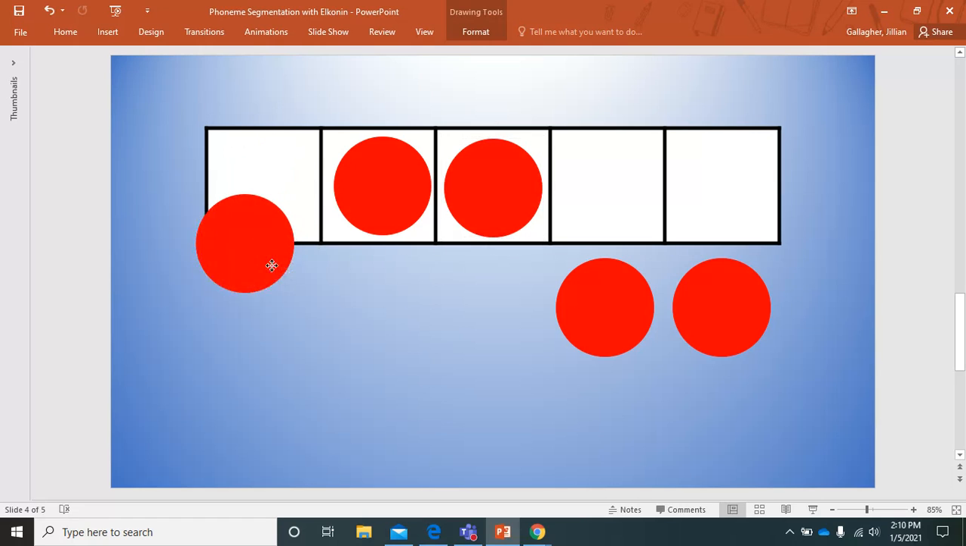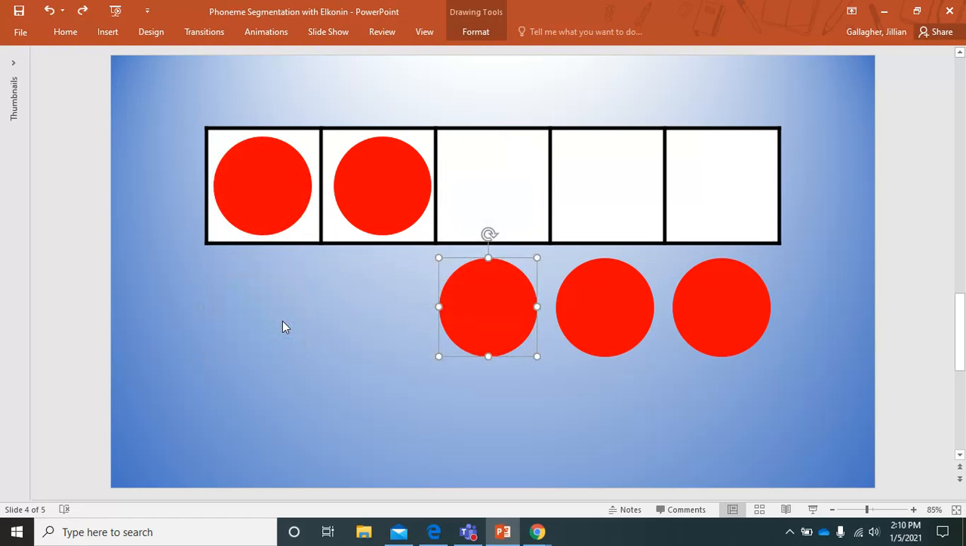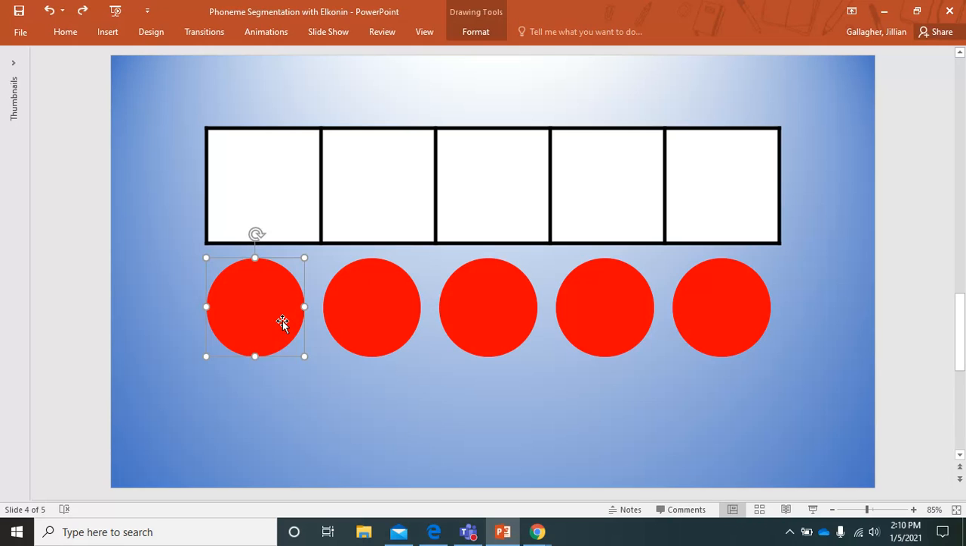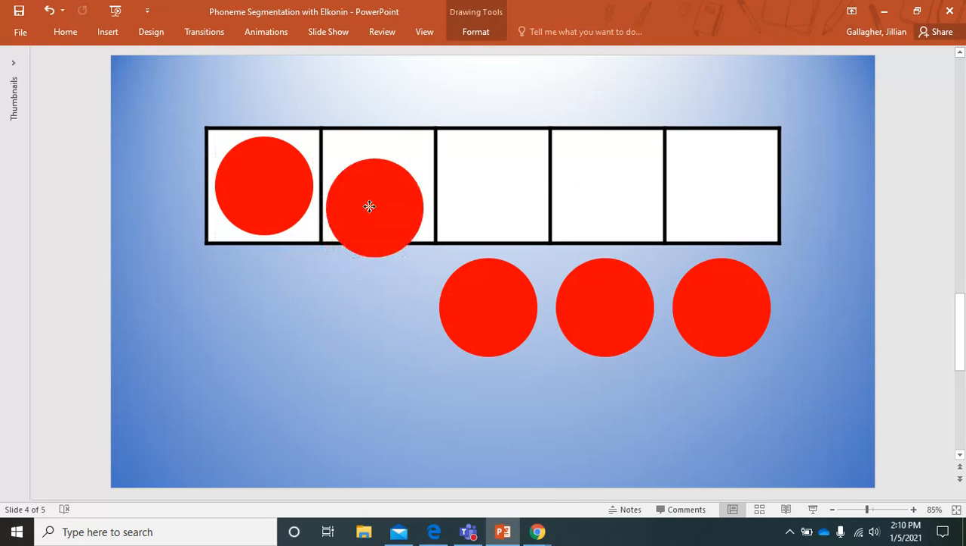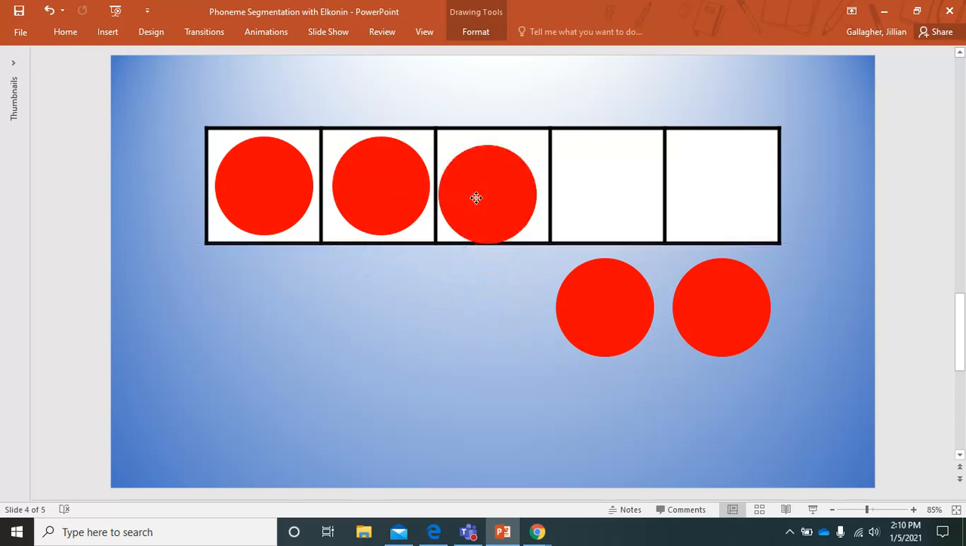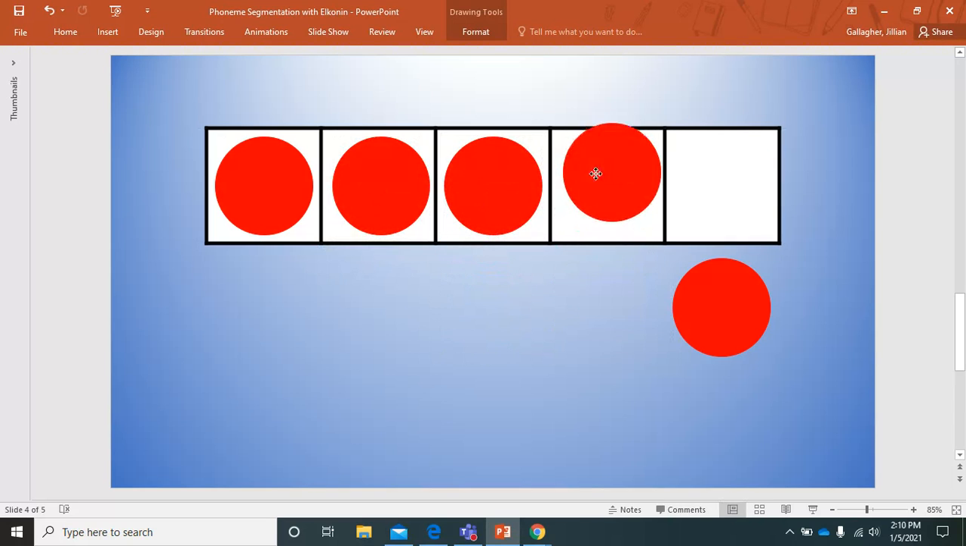Let's go to the next word. We'll put these back where they were. All right, nest. The word is nest. Let's put the sounds in the boxes. N, e, s, t. Nest. The word nest has 4 phonemes in it. N, e, s, t.